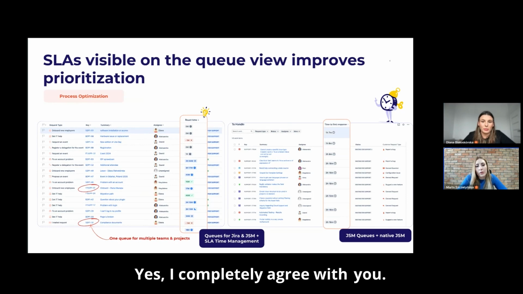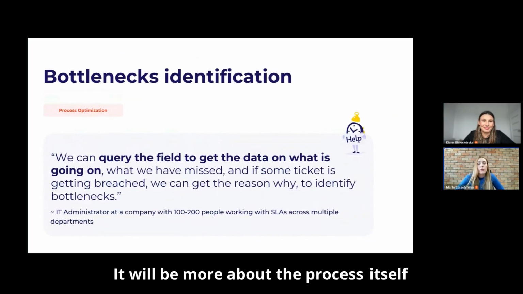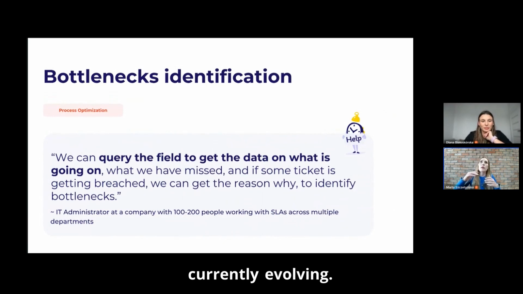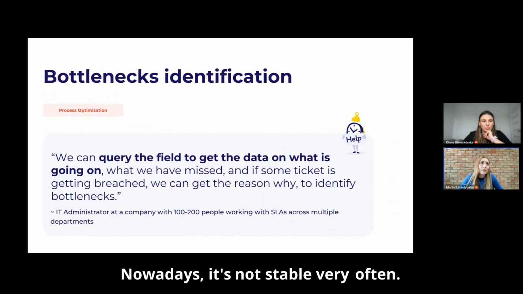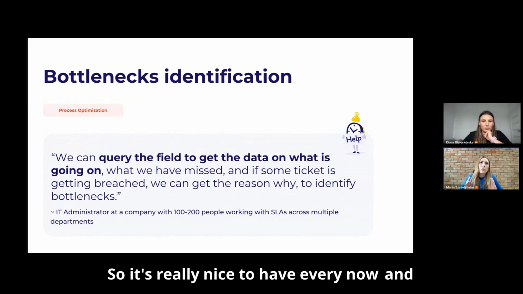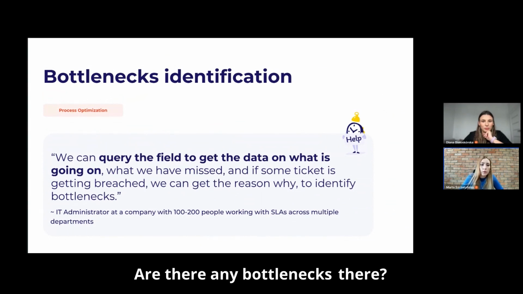Yes, I completely agree with you. But okay, let's move on to the next challenge. It will be more about the process itself, because your business is currently evolving. It's not rigid. Nowadays it's not stable very often. So we need to identify our bottlenecks in the process. So it's really nice to check every now and then how our process is working. Are there any bottlenecks there?